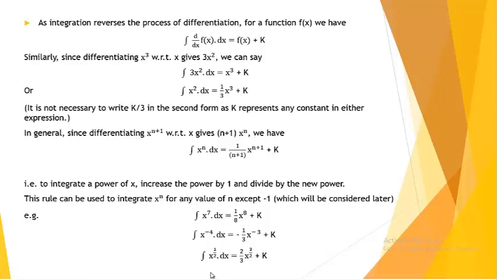Similarly, the integral of x^(1/2) with respect to x equals add 1 to the power, which is 1/2 plus 1, which gives us 3/2, and we divide by the new power, which is 1 over 3/2, and the 2 can be taken to the top, which is 2/3 x^(3/2) plus k.